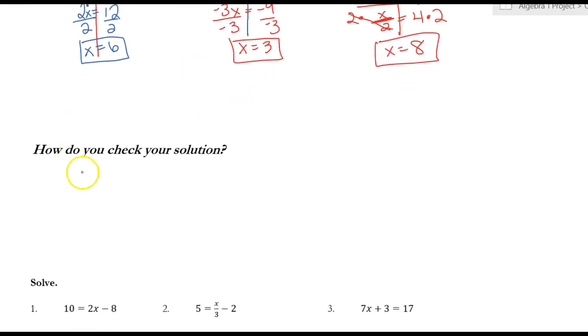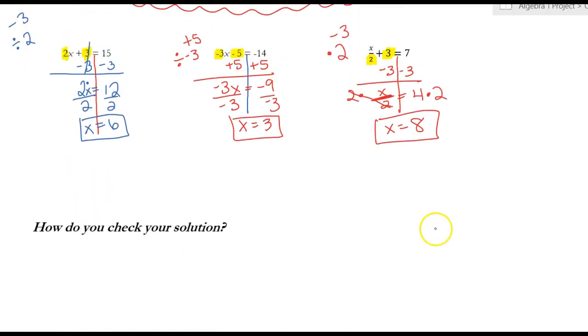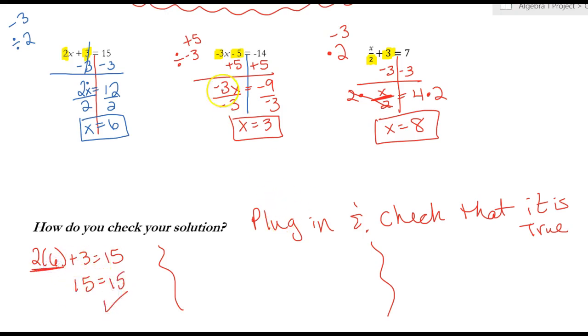Okay, so now what we have is just to check our solutions. If I wanted to check my solution, we'll kind of split it up for each one. You plug in and check that it is true. So for this one above, 2 times 6 plus 3 is supposed to equal 15. Well, that's 12. And 12 plus 3 equals 15, so we did it correctly.